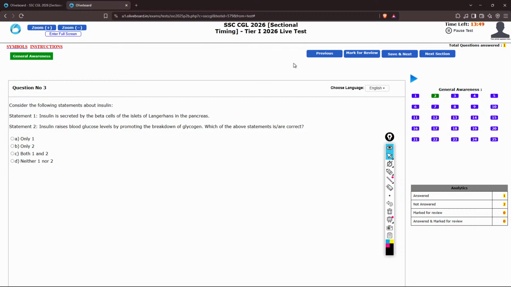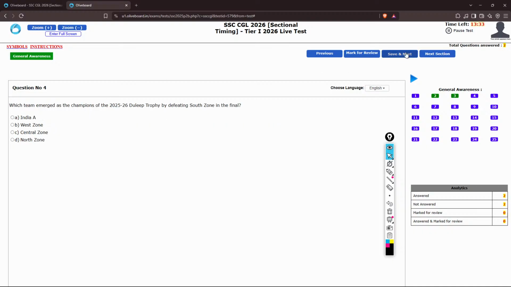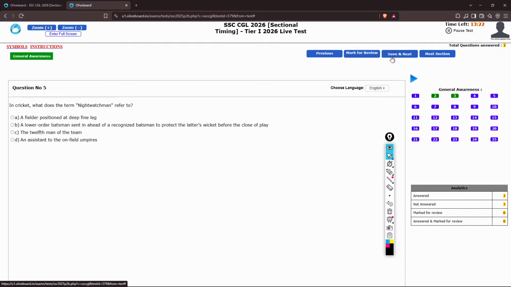Insulin is secreted from the beta cell, yeah. Islets of Langerhans, pancreas, yeah. Insulin raises blood glucose level, no. By promoting, no, no, that's the job of glucagon. So only statement one. Which team emerged as the champion of Duleep Trophy by defeating South Zone? Duleep Trophy, I don't know. In cricket, night watchman, a lower order batsman sent ahead.